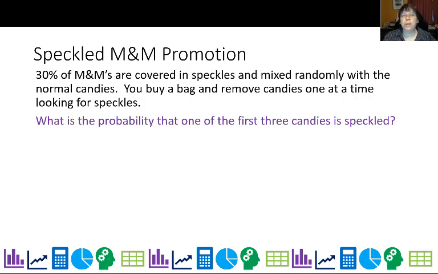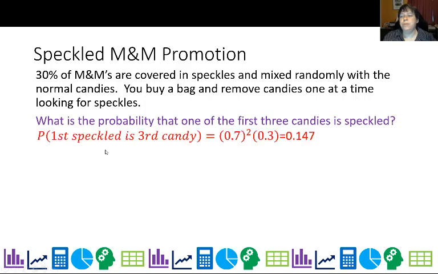Well, I'm going to just work out one case where the first speckled one is a third. So I'm going to get regular, regular, speckled. That means I'm going to do 0.7, because the probability of not getting a speckled is 1 minus 0.3, 0.7. So I'm going to do 0.7 times 0.7 times 0.3. And I get 0.147. So that's one way to get just one speckled candy.